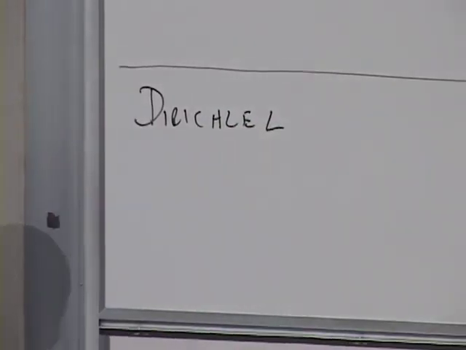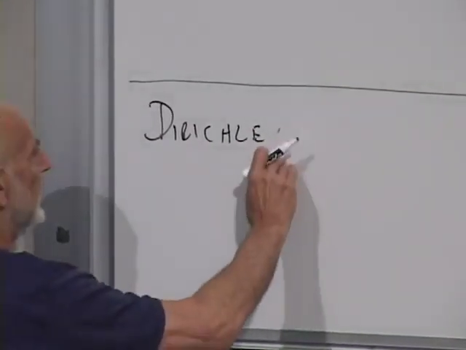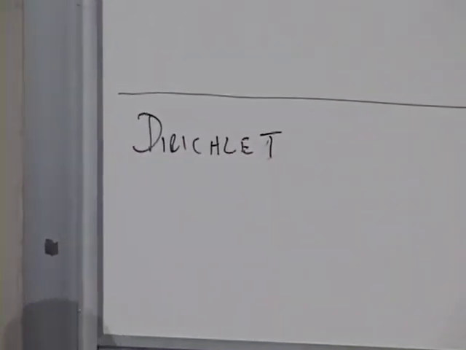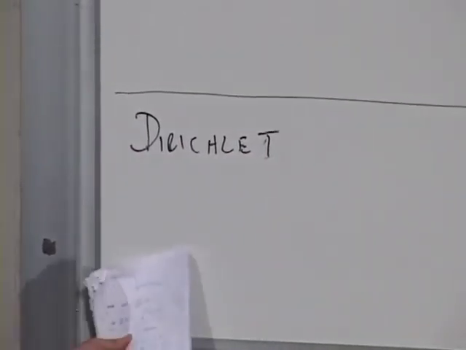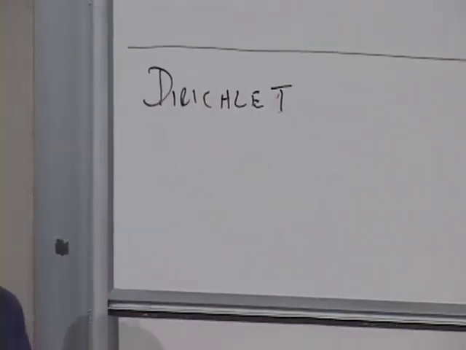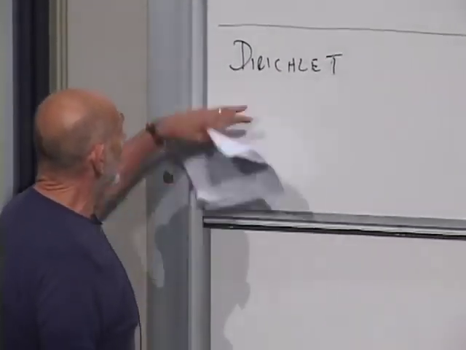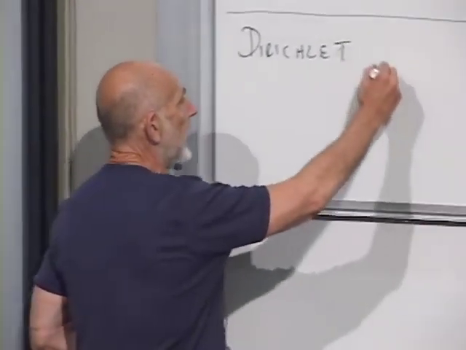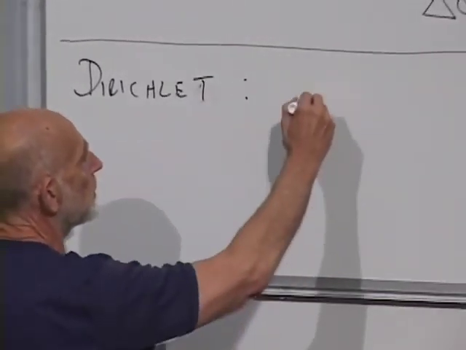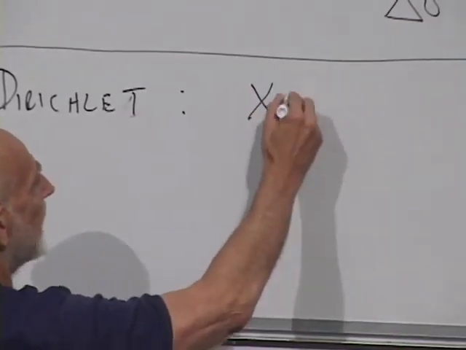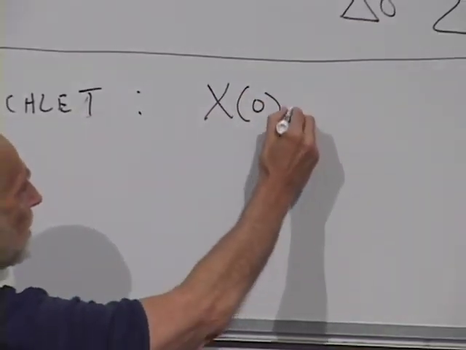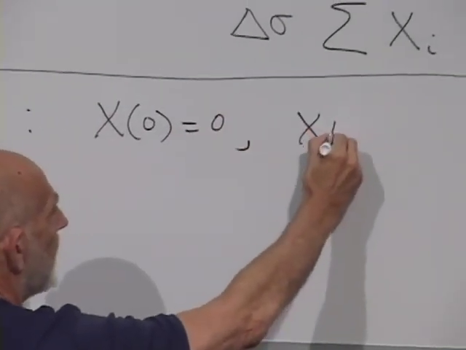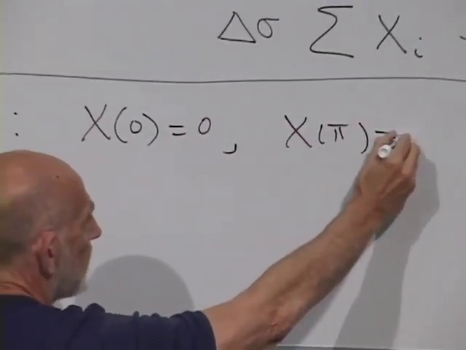Dirichlet, with a T at the end. Dirichlet, of course, was a French mathematician and studied waves moving on things like strings and classified one of the boundary conditions as Dirichlet. And Dirichlet boundary conditions mean x at the endpoints, that means x of 0 equals 0, and x of pi equals 0.